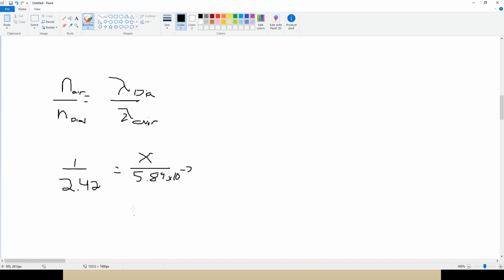So once again, I can cross multiply, and what I should end up getting is 5.89 times 10 to the negative 7 divided by 2.42, and you should get 2.43 times 10 to the negative 7.